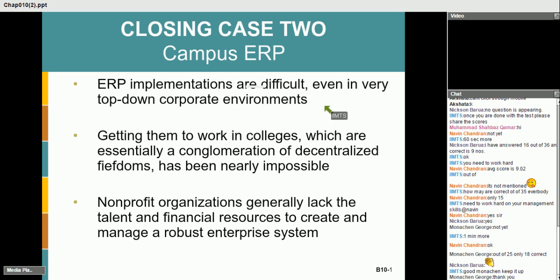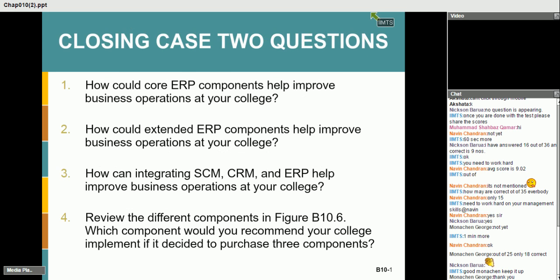ERP implementations are difficult even in very top-down corporate environments. Getting them to work in colleges, which are essentially a conglomeration of decentralized fiefdoms, has been nearly impossible. Non-profit organizations generally lack the talent and financial resources to create and manage robust enterprise systems.